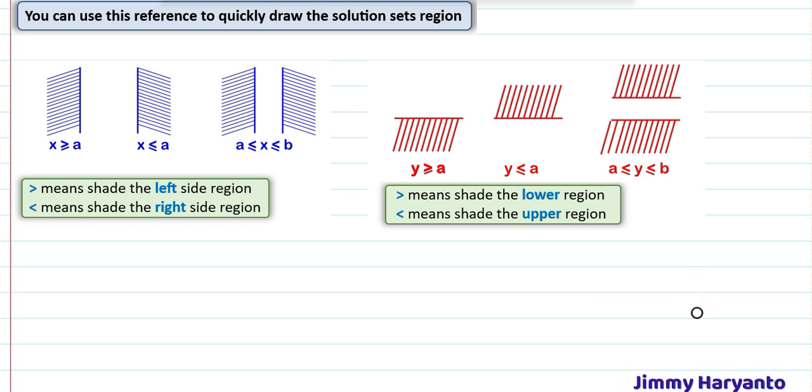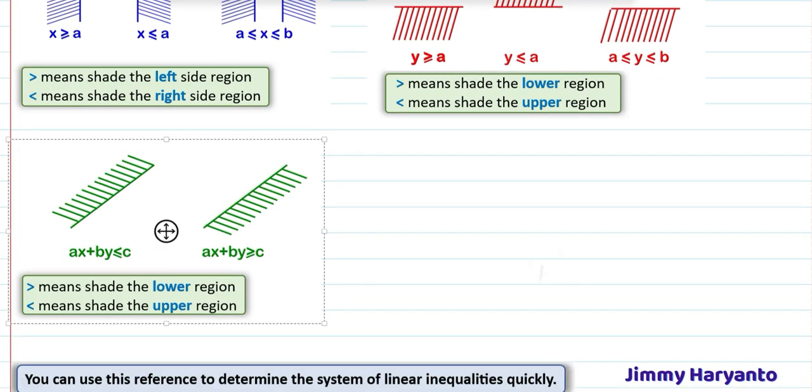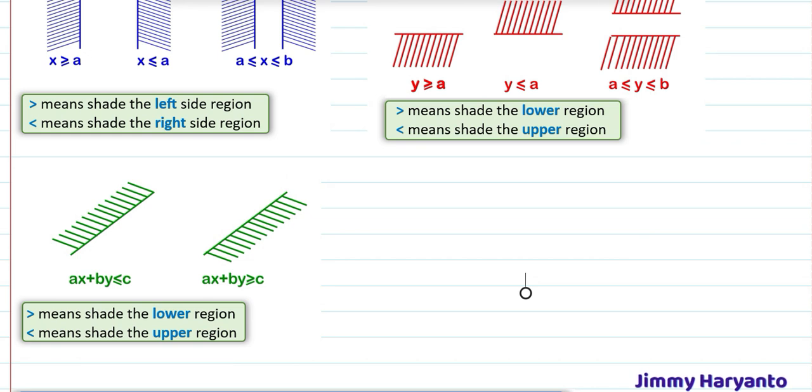This is because we use the unwanted region method. So we have to shade the opposite sides of the true meanings of greater than and less than. And for this one, it's also the same. Greater than means shade the lower region. Less than means shade the upper region. But be careful for this one.